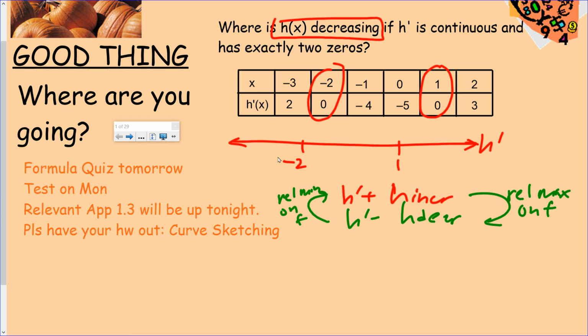Okay, so if I look at when x is less than negative 2, is h prime positive or negative? What about if I pick a number between negative 2 and 1? Negative. And what if I pick a number greater than 1? Okay, what's my answer?